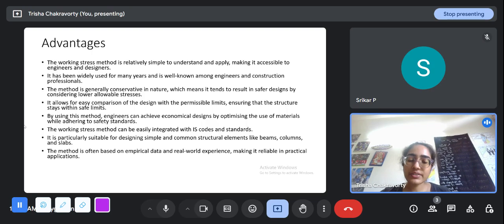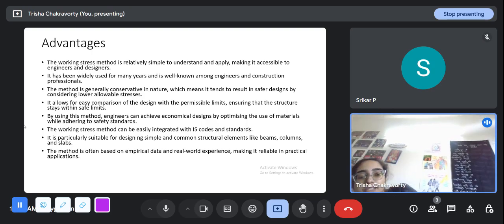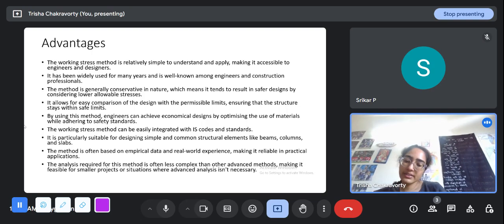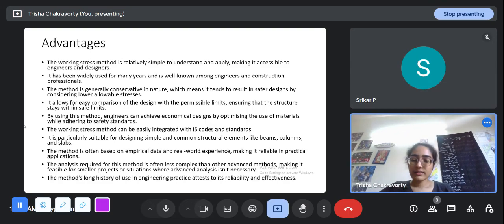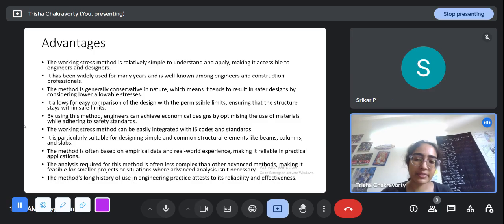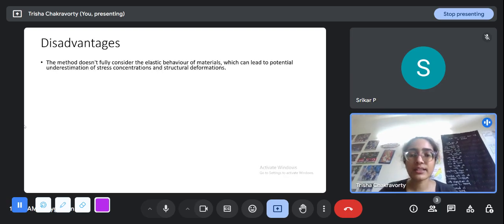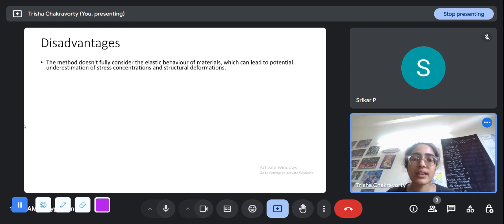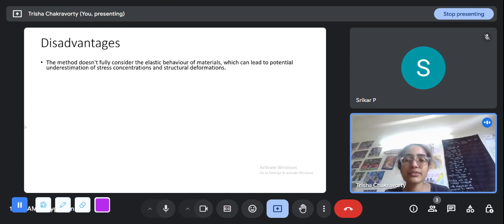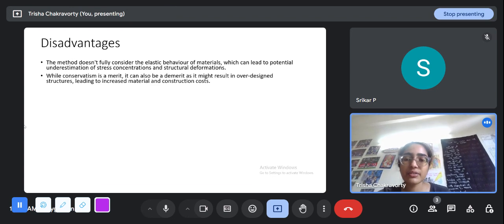The method is often based on empirical data and real world experience, making it reliable in practical applications. The method's long history of use in engineering practice attests to its reliability and effectiveness. Then there are disadvantages: the method does not fully consider the elastic behavior of materials, which can lead to potential underestimation of stress concentration on structural deformations.